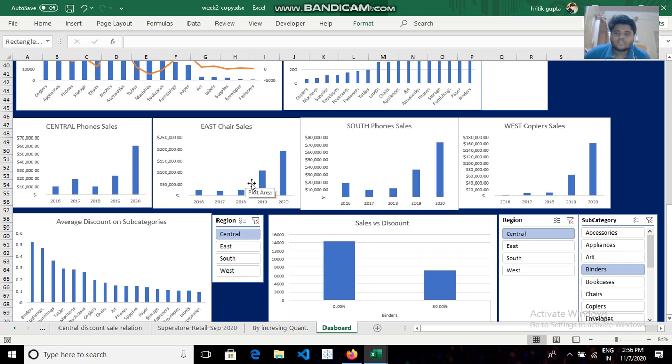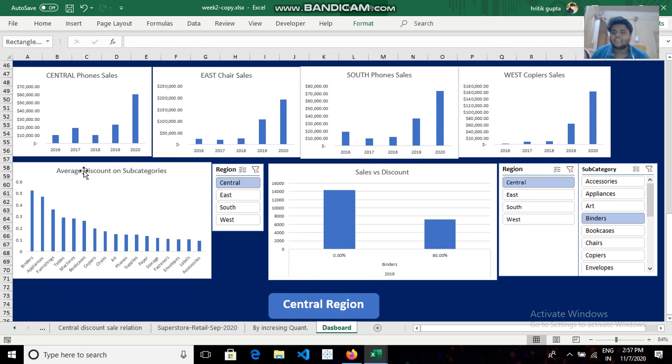But if we see in the eastern region, the chairs' sales in 2019 were so much higher than 2018. So in 2020 it can achieve the given target. Similarly, in the south, the sales in 2019 were pretty good compared to 2018, so in 2020 it can be achieved. Similarly, the copiers have exponential growth, so it can be achieved in 2020. But we have a doubt in the central region.